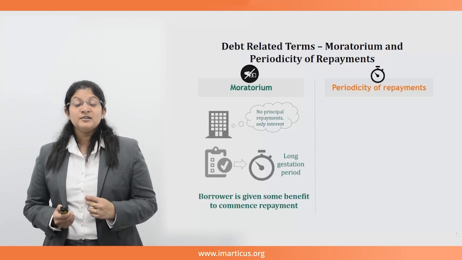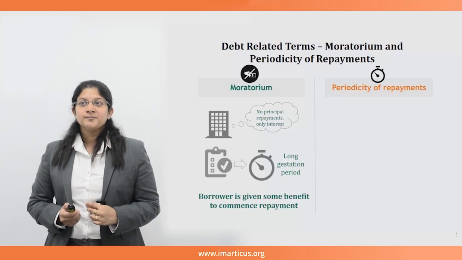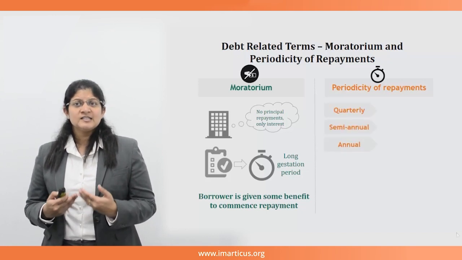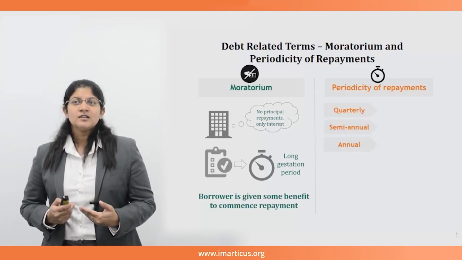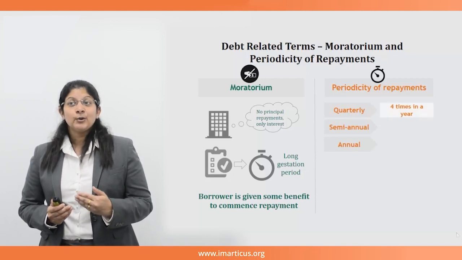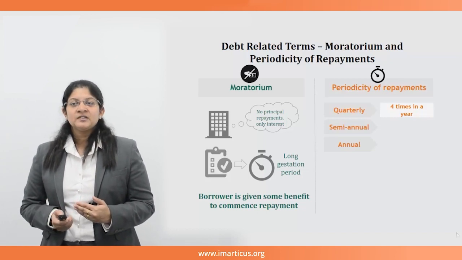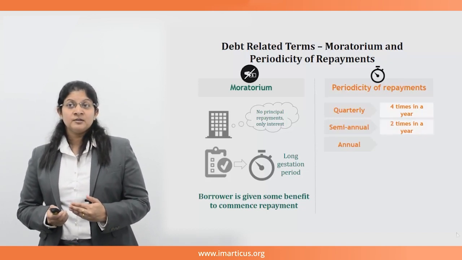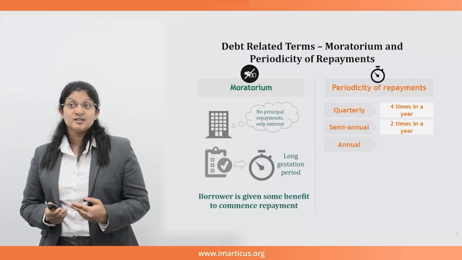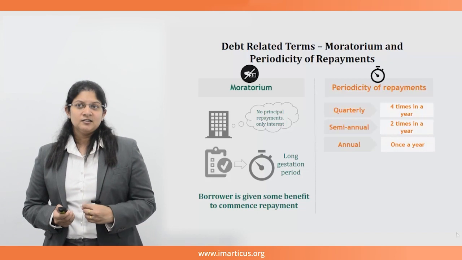Another key term is periodicity of repayments. The repayment schedule of the debt is important. Repayment could be quarterly, semi-annual or annual. Quarterly repayments refer to payments due 4 times each year or at every quarter, which could be at the beginning or end of each quarter. Semi-annual payments refer to payments twice a year or once in 6 months. Annual repayments refer to payments made once a year.